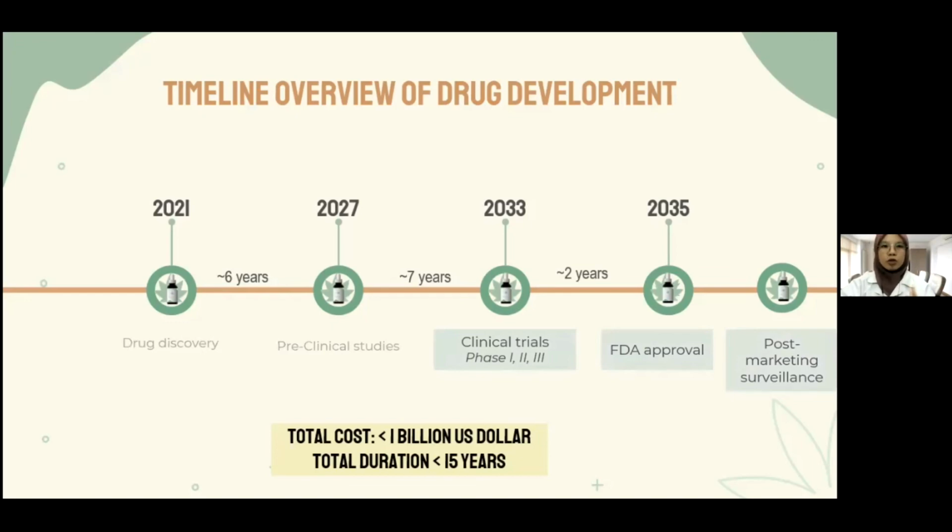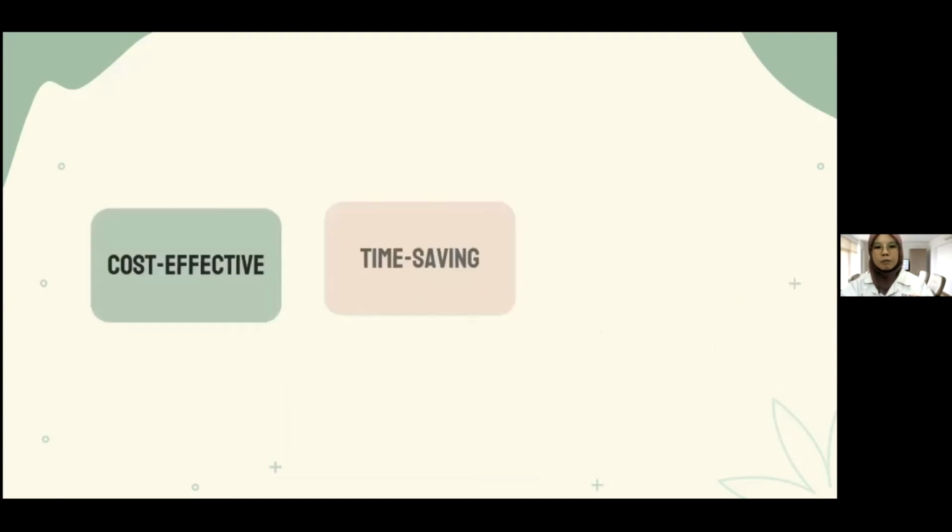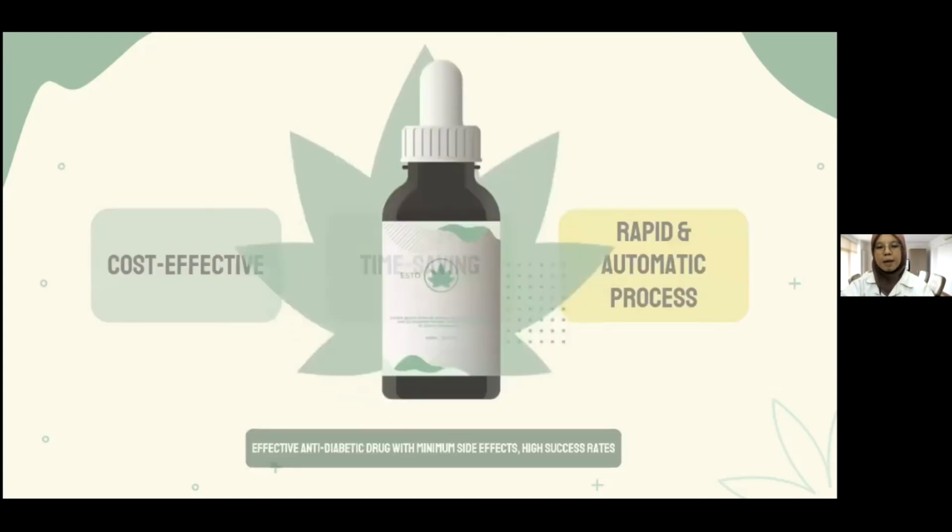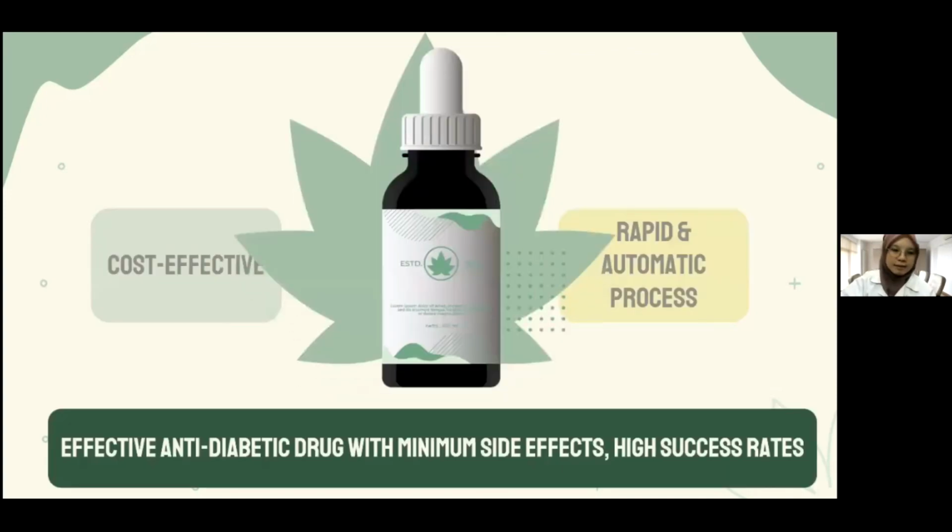In conclusion, since CADD is very cost-effective, time-saving, and mostly uses rapid and automatic processes in comparison with traditional HTS, hopefully we can find the most promising drug candidate effective for T2DM with minimum side effects and high success rates using less than $1 billion within 15 years.